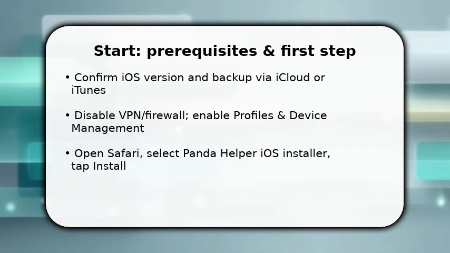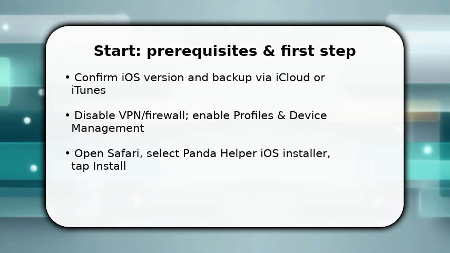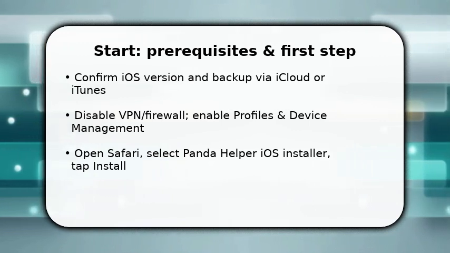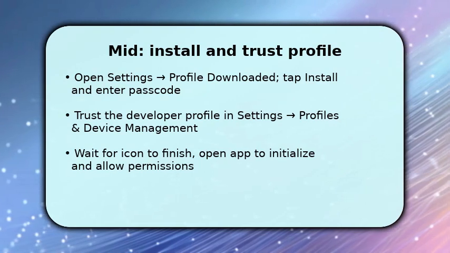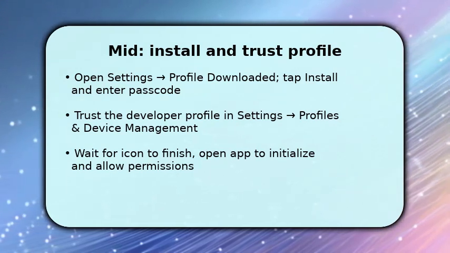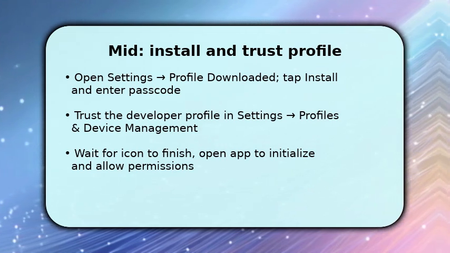Then open Safari and navigate to the Panda Helper main page. Tap the iOS tab and choose the free or VIP installer. Tap Install and follow the profile prompt to begin the download. After the profile downloads, go to Settings > Profile Downloaded to review the installation details. Tap Install and enter your passcode if prompted.